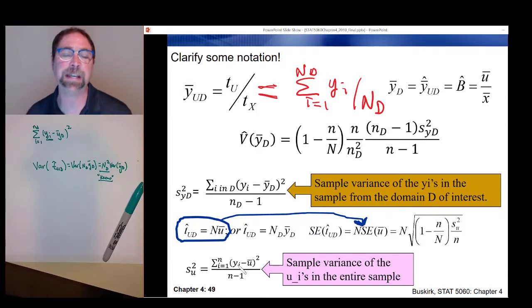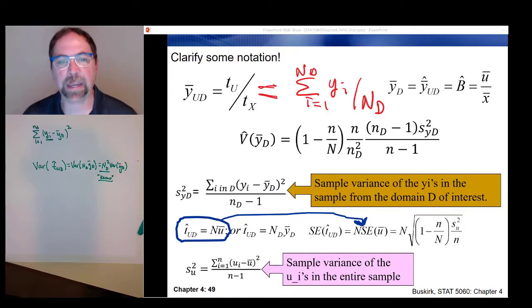This one actually does all of them. It takes the y values and subtracts from them the y bar or the u bar. So again, this is not ui, but it's actually the yi variables there. So now let's look at a couple of examples.